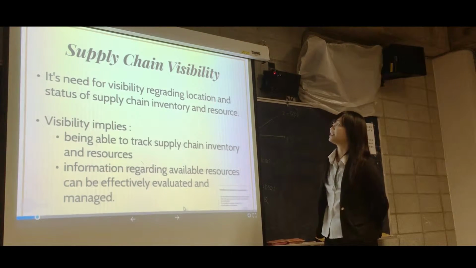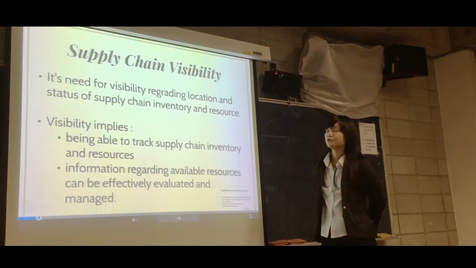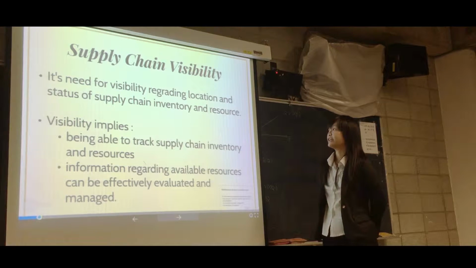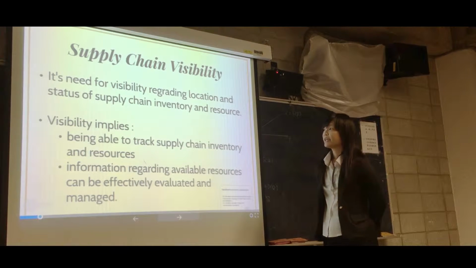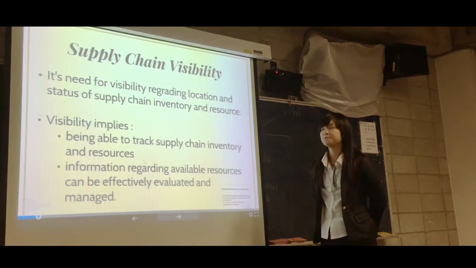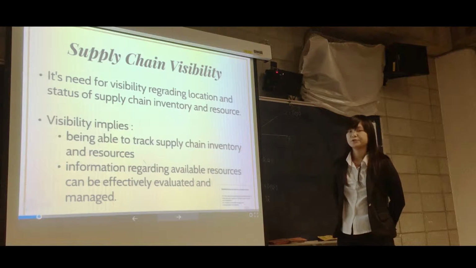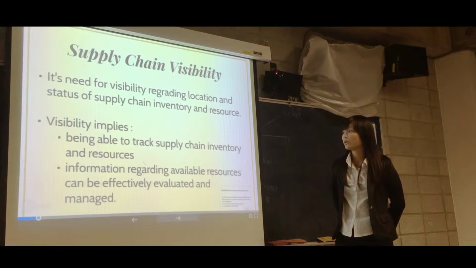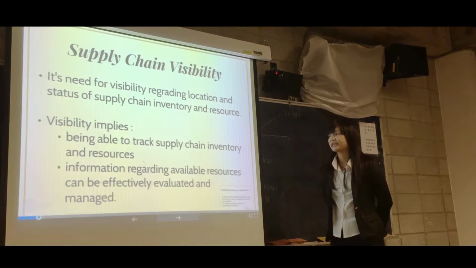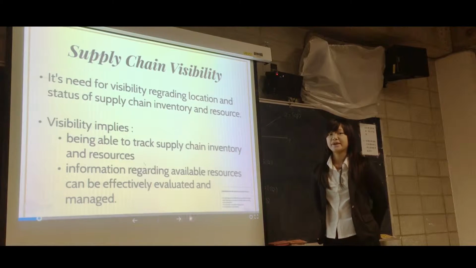The first one is supply chain visibility. There's a need for visibility regarding the location and status of supply chain inventory and resources. Visibility implies two things. First, being able to track supply chain inventory and resources. And second, the information regarding available resources can be effectively evaluated and managed.